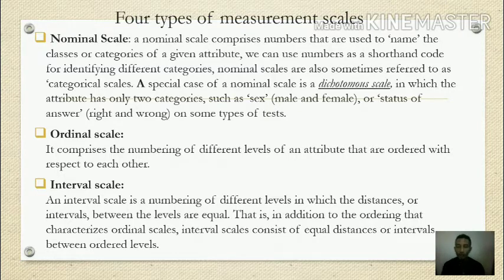Yang kedua skala pengukurannya adalah skala ordinal. Ordinal scale, it comprises the numbering of different levels of an attribute that are ordered with respect to each other. Nah, skala ordinal ini terdiri dari penomoran level yang berbeda dari tingkatan atribut atau tingkatan kemampuan yang diurutkan dengan tujuan menghargai satu sama lain.